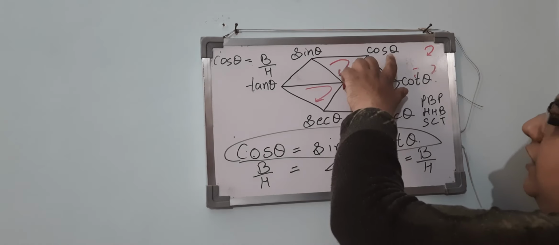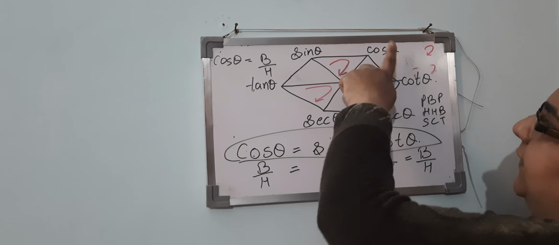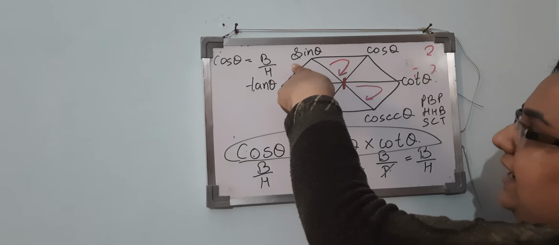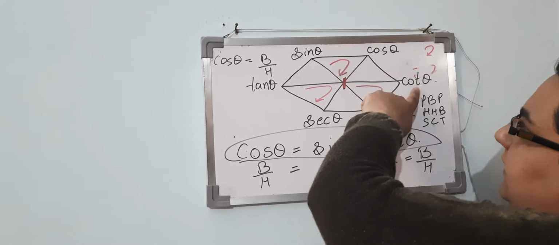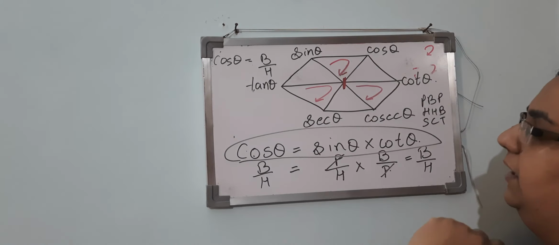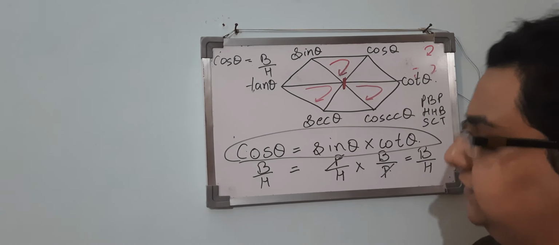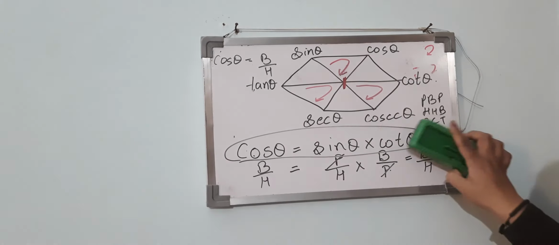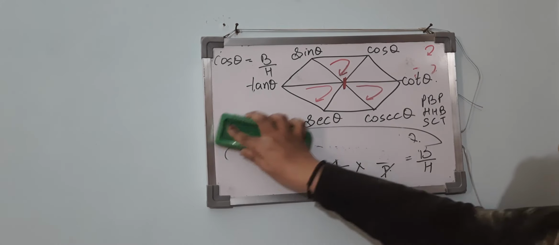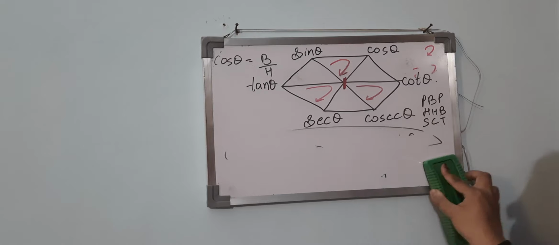So you can go clockwise or anti-clockwise. If you take cos theta, then write the left and right hand side identities and multiply them, you will get the middle one. So this is another concept from which you will get your basic identities of trigonometry.